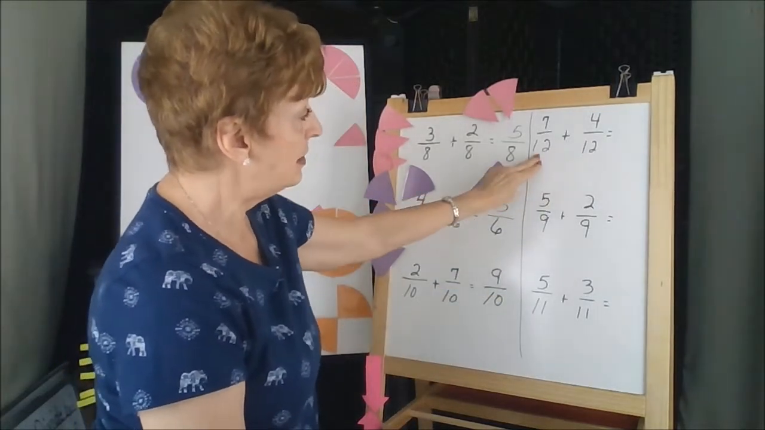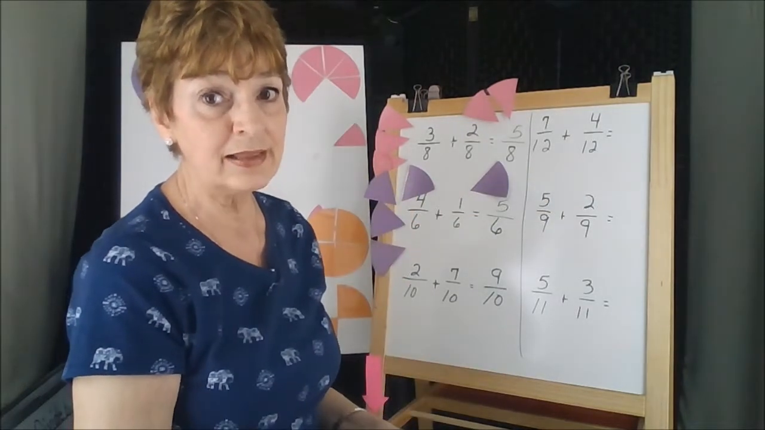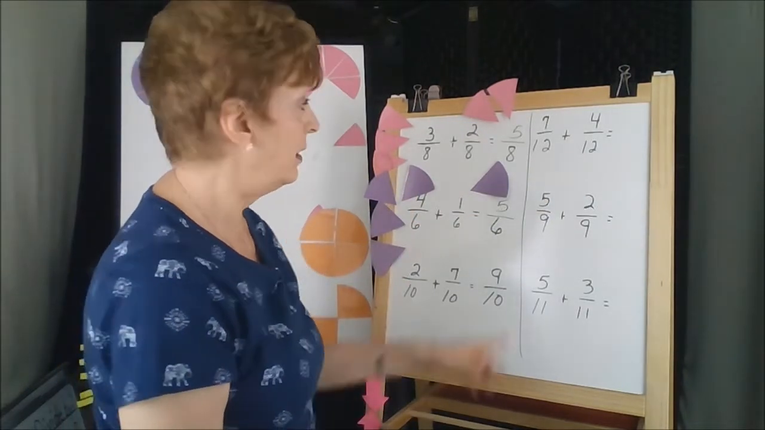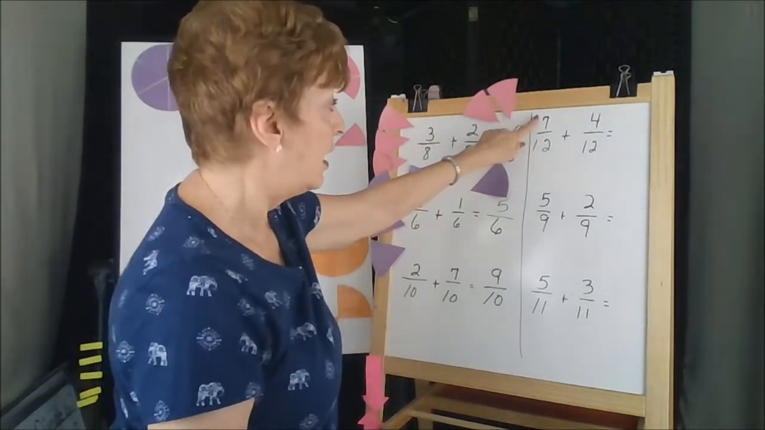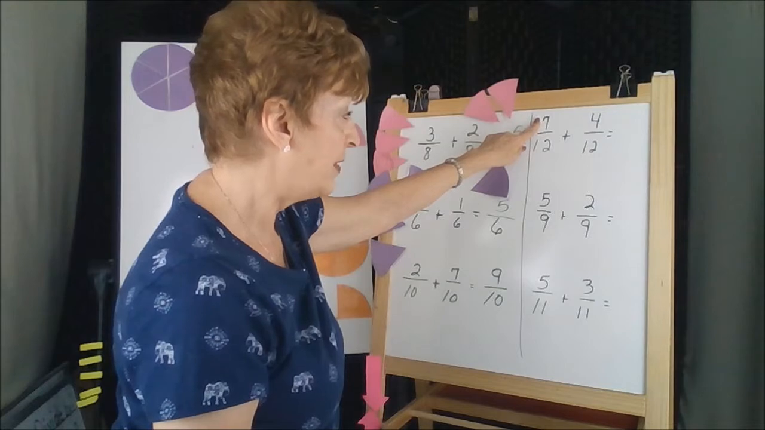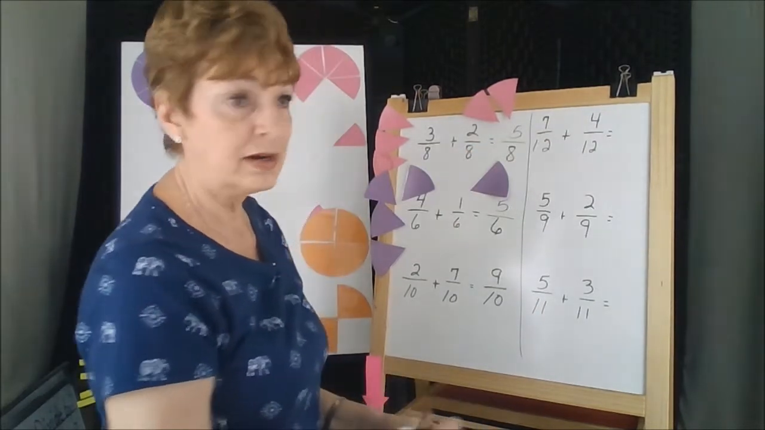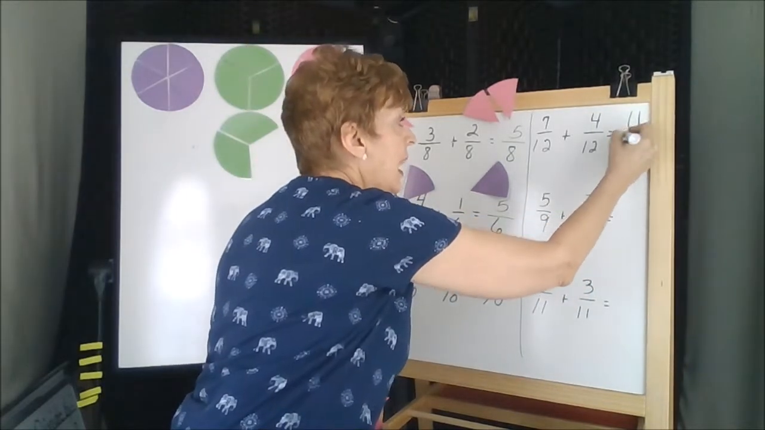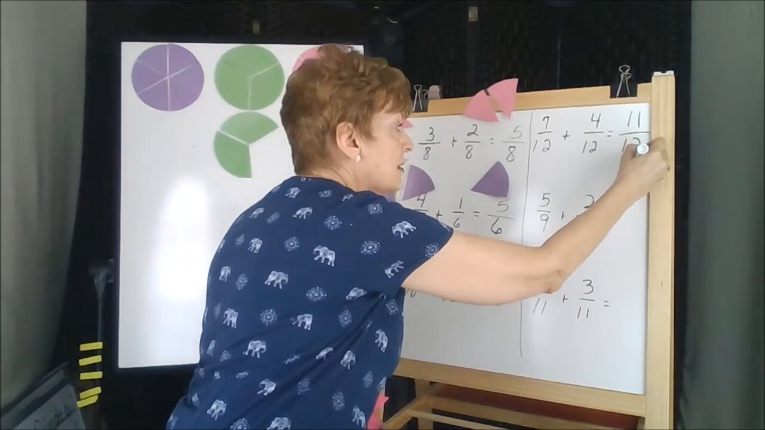Both of these denominators are the same, which tells us that the size of the piece is the same if we were to have an actual circle. So I can add up the top numbers, the numerators. 7 plus 4 is 11, and copy the number for the size of the piece.